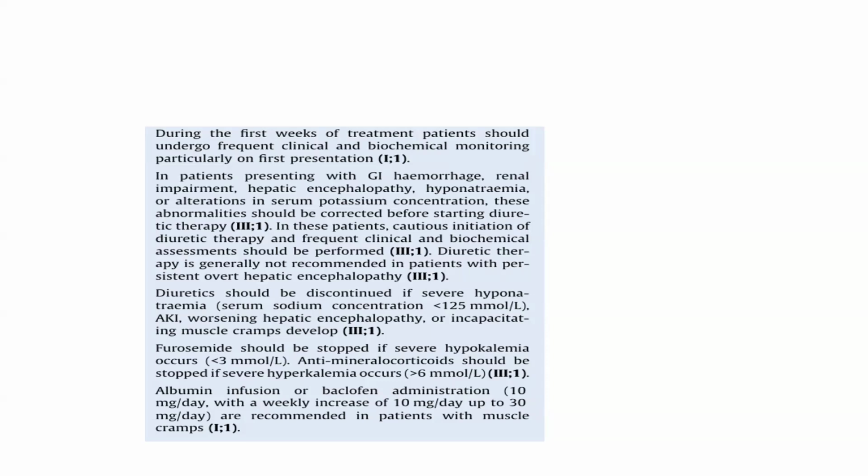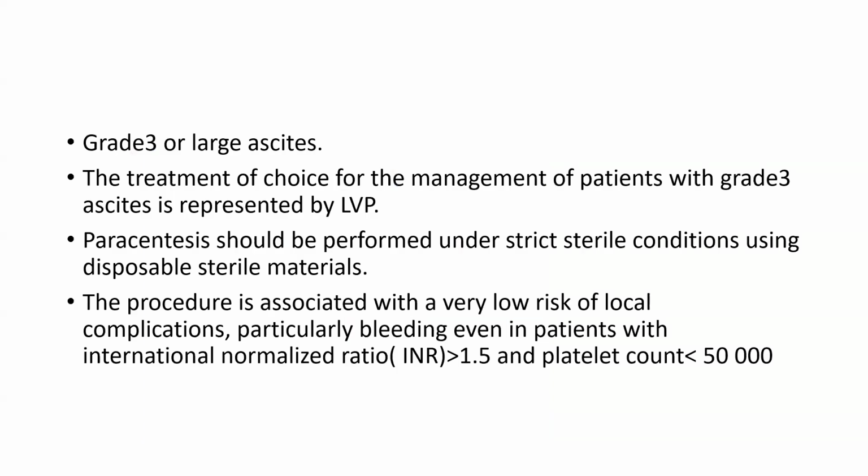Diuretic therapy should be discontinued if severe hyponatremia, AKI, worsening hepatic encephalopathy, or incapacitating muscle cramps develop. Furosemide should be stopped if severe hypokalemia occurs, and antimineralocorticoid should be stopped if severe hyperkalemia occurs. Albumin infusion and baclofen administration, that is 10 mg per day, with weekly increase of 10 mg per day up to 30 mg per day, are recommended in patients with muscle cramps.